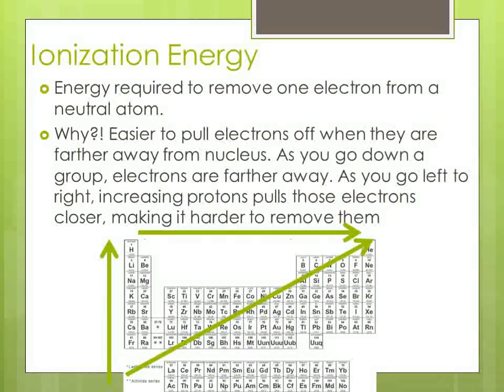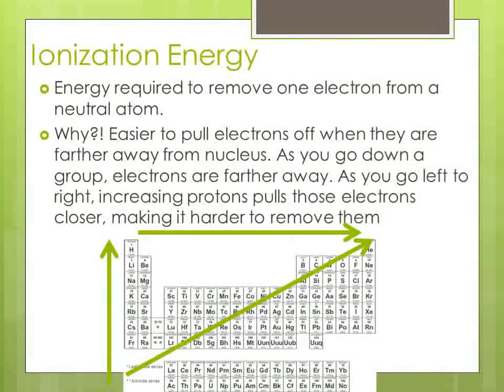So let's look at ionization energy. This is the energy required to remove one electron from a neutral atom. So as you go down a group or a column, it actually decreases. And as you go from left to right on the periodic table, it increases.